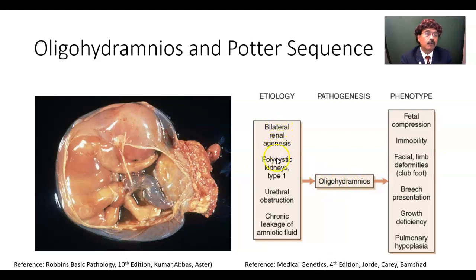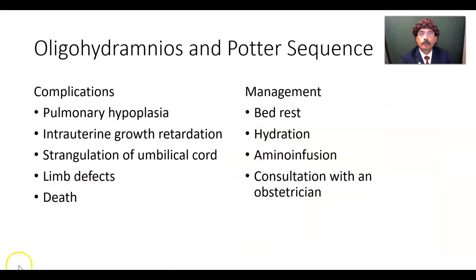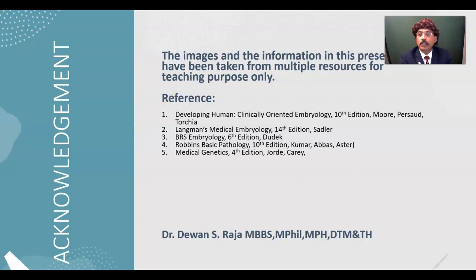We have covered the causes. In oligohydramnios, there will be fetal compression and immobility of the fetus because space is not sufficient. We'll get club foot, breech presentation, growth deficiency, and pulmonary hypoplasia. So there is a chance of intrauterine fetal death. Even if the baby is born, the baby may not survive in most cases because of pulmonary hypoplasia. So that completes oligohydramnios and Potter sequence.